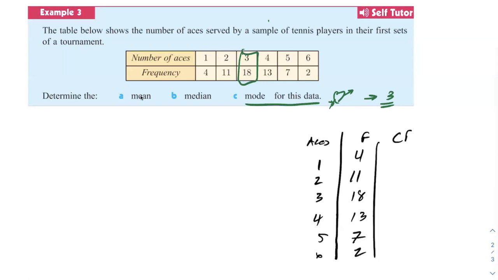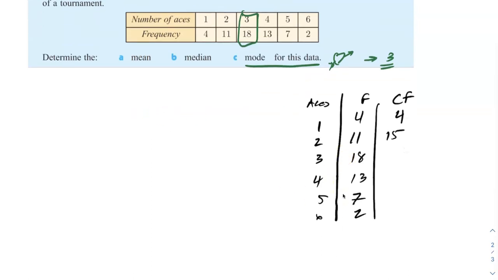Then we'll do a cumulative frequency. So I have a total of 4. Add the 11, I get 15. Add the 18, I get 33. Add the 13, I get 46. Add that, I get 53, and then 55 total. So that's my cumulative frequency.